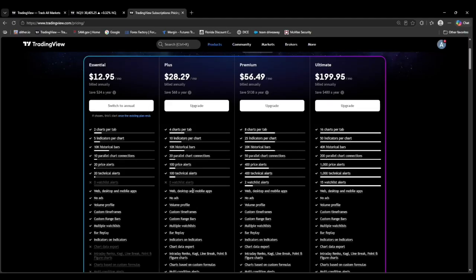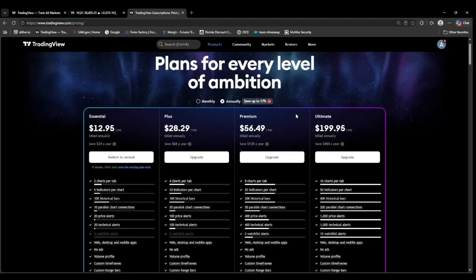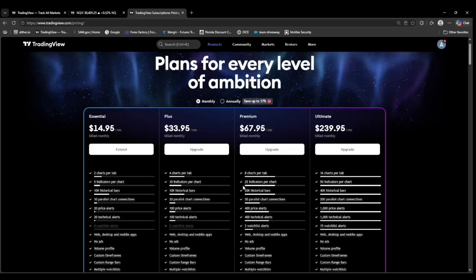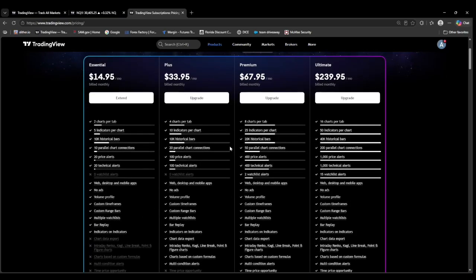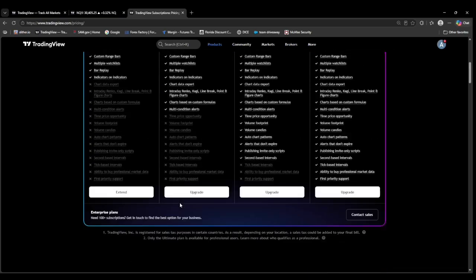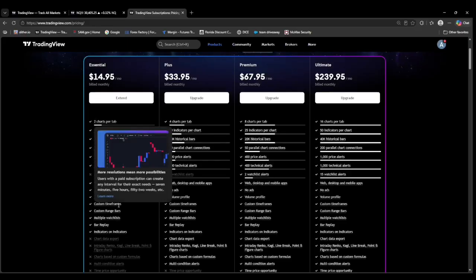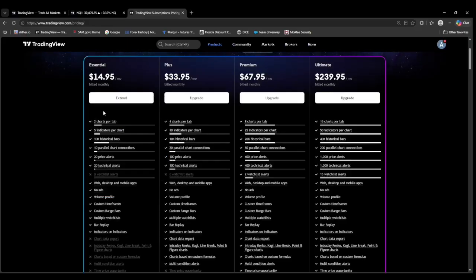Not saying you'll need some. These are the pricings. This might be annual. This is the monthly. This tells you what it comes with. If you're a beginner, you could just get the essential, or you don't even have to pay for it. I know some people that don't pay for it, but if you don't pay for it, you will not have certain access. And also, if you trade futures, CME data is not included.